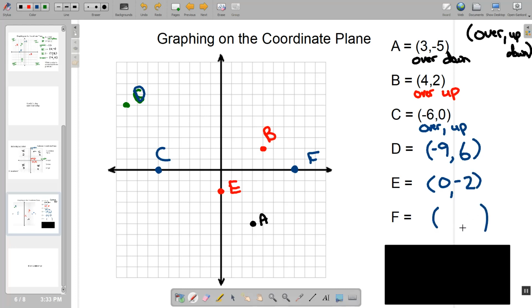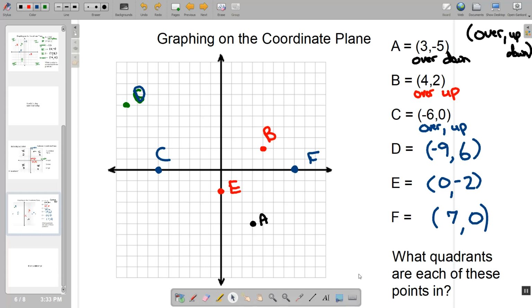Finally, F. This time we're going to go over to the positive direction. 1, 2, 3, 4, 5, 6, 7. And we're going to go up or down 0. Leaving us right here. Now we are going to figure out what quadrant each of these points are in.